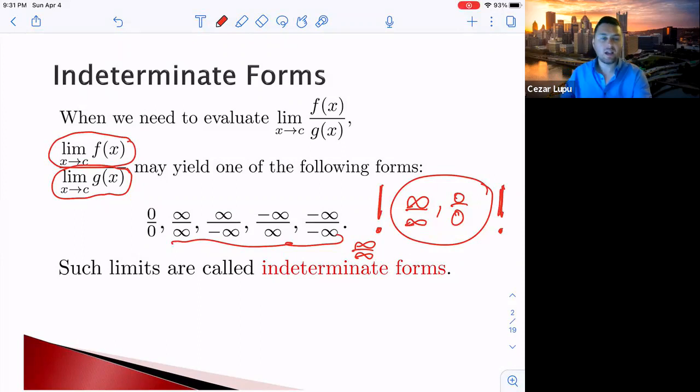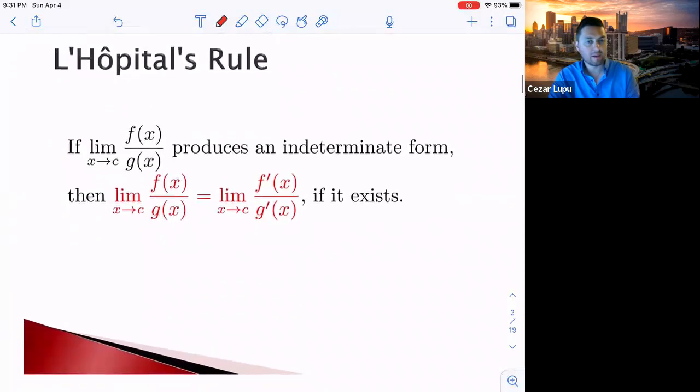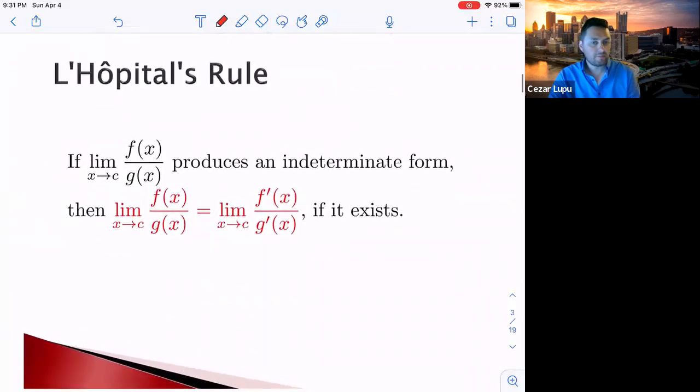So we would like to see if we can get rid of this and how to get rid of this. Well, there is this amazing rule that comes into play. Like I said, this is L'Hopital rule, which basically tells you the following, more or less. It tells you this amazing thing that if the limit of f of x over g of x as x approaches c produces an indeterminate form, then the limit as x approaches c of f of x over g of x will be nothing else than just the limit of f prime of x over g prime of x as x approaches c. Wow, that's pretty amazing.